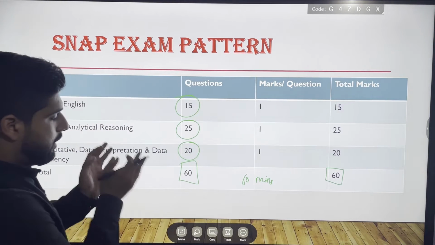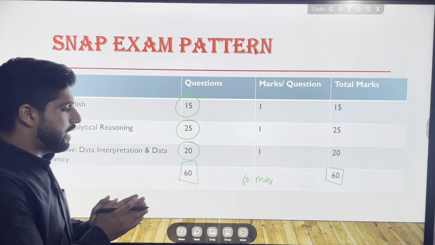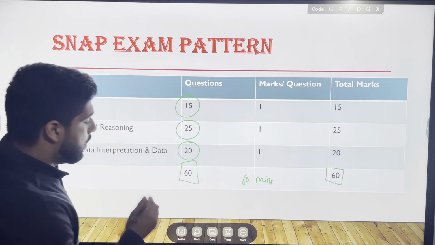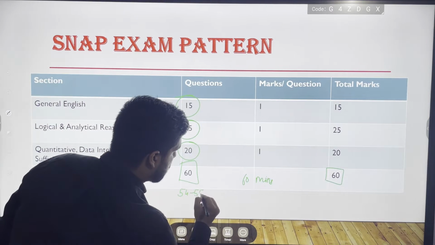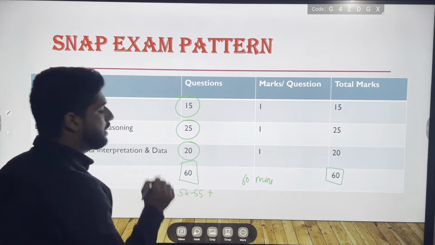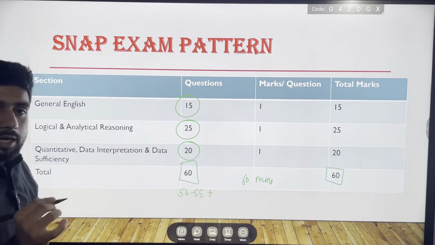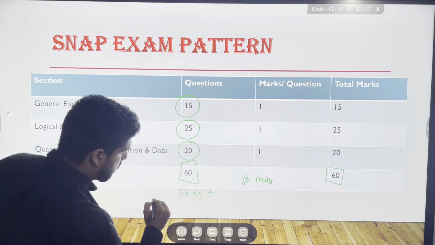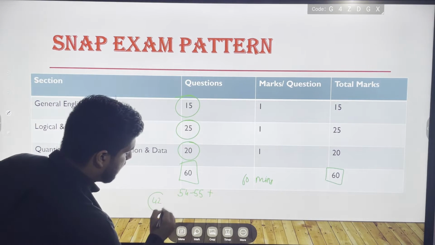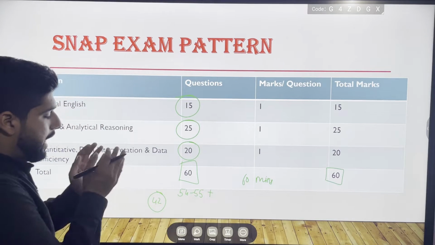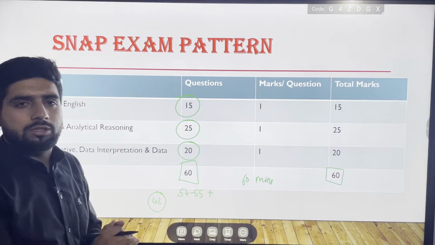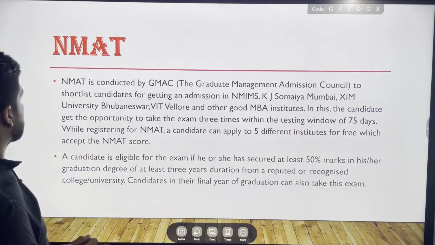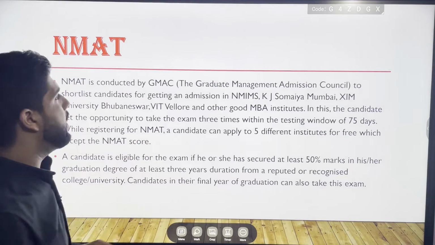So as it is a completely speed based exam, we have to score 54 to 55 plus for the top Symbiosis college, that is SIBM Pune. The minimum marks we need to score around 42 to get the admission in the first call in any one of the Symbiosis institute. Now next one we have the NMAT exam.